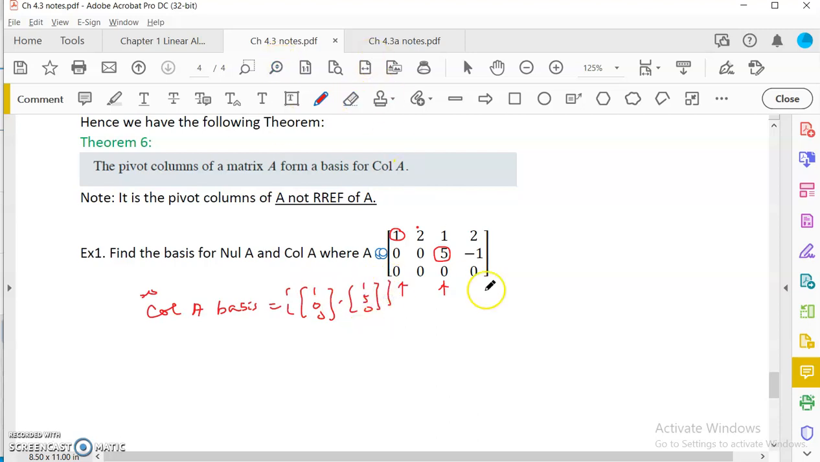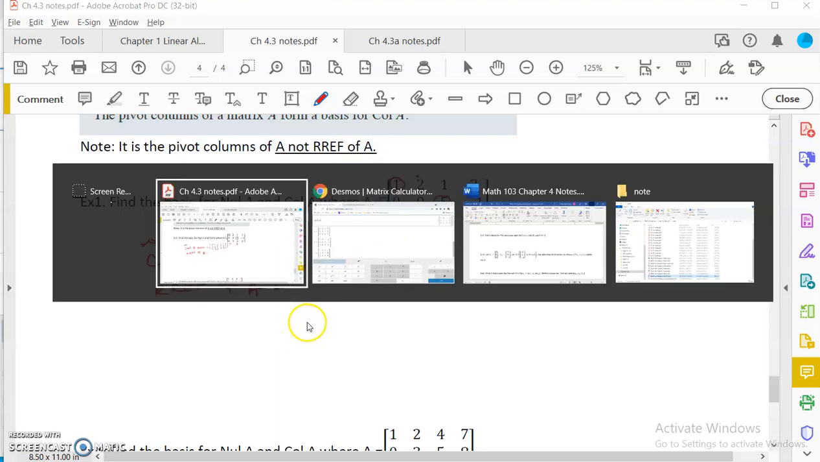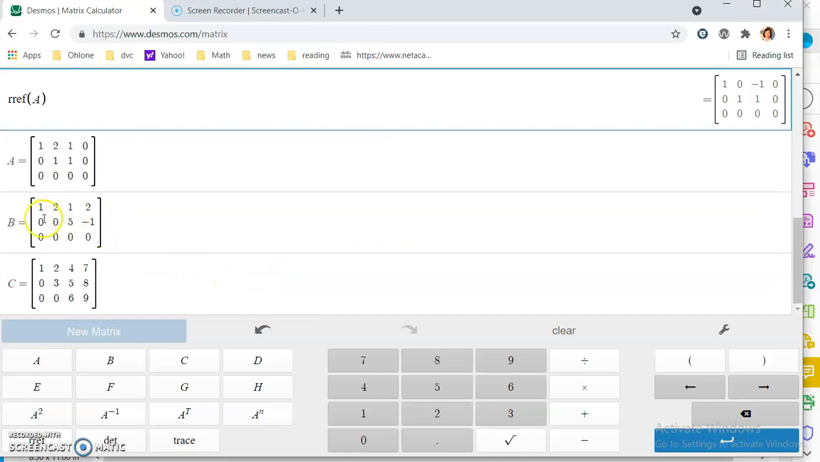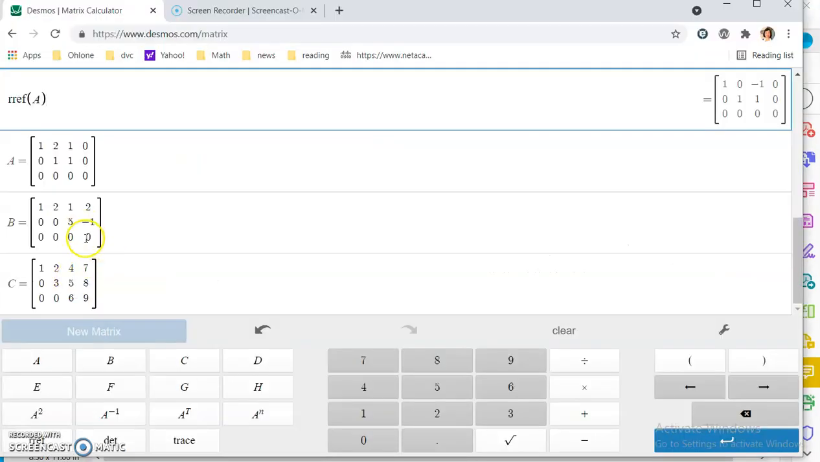I don't really need to do the RREF. Now, to do the basis for null A, I need the RREF. Okay, RREF of A, because I want to write the parametric form. So I already did it in the decimal matrix. 1 0 0 2 0 0, right? 2 0 0 1 5 0 2 negative 2 0 1.